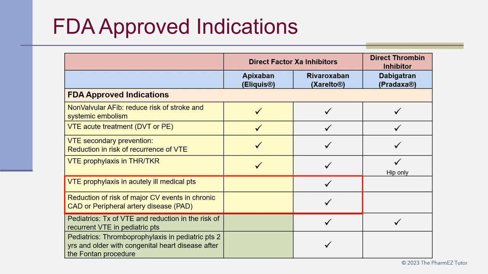Rivaroxaban is the only DOAC that is indicated for the next two uses, for VTE prophylaxis in acutely ill medical patients and for the reduction of risk of major cardiovascular events in chronic CAD or PAD.